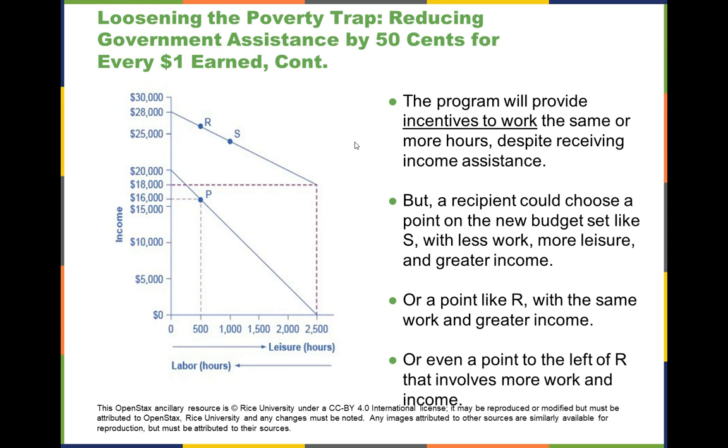The program will provide incentives to work the same or more hours despite receiving income assistance. But a recipient could choose a point on the new budget set. For instance, they could say, well, under the old program, I could do nothing and make $18,000, and I could still go back to doing that and have all this leisure time, 2,500 hours. Or I could just work part-time, cut back on my hours, and still make even more than $18,000. For instance, maybe this is around $24,000.